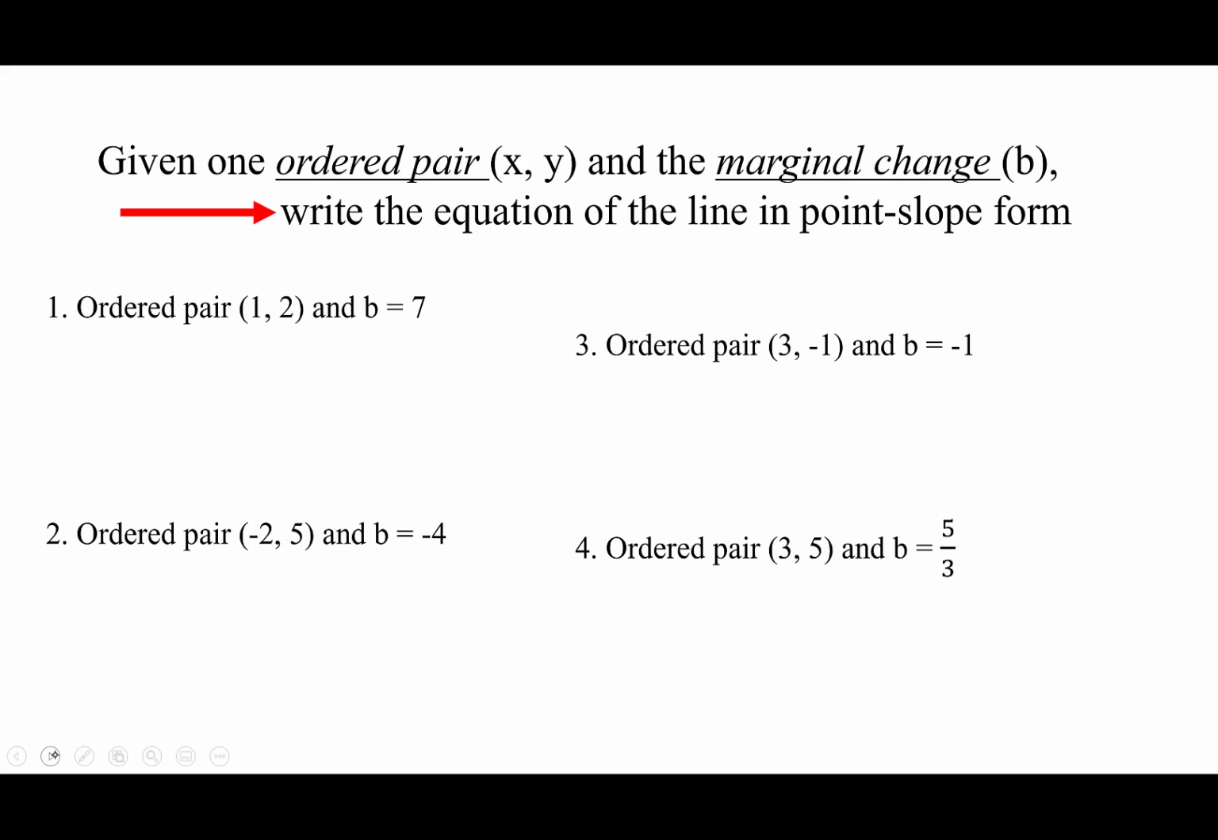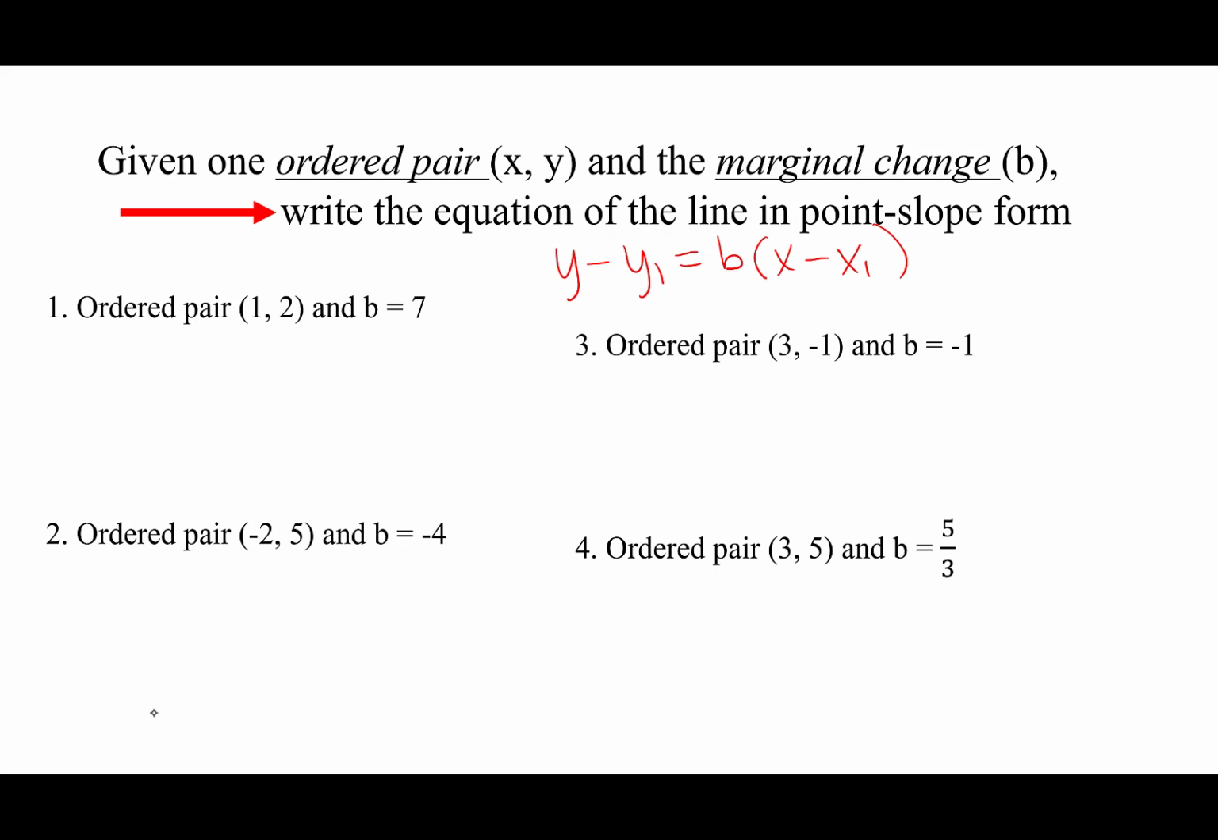On these examples, I'm going to give you one ordered pair and the slope, which is also called marginal change, and I want you to write the equation in point-slope form. In statistics, the slope is also referred to as marginal change and uses the variable b, and so we're going to do the same. Our point-slope will be y minus y1 equals b(x minus x1).